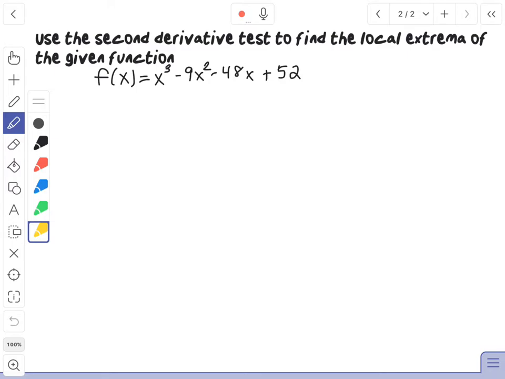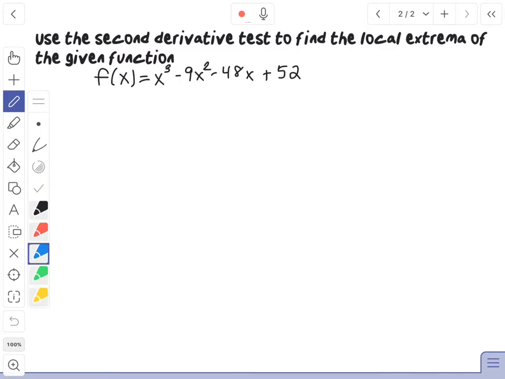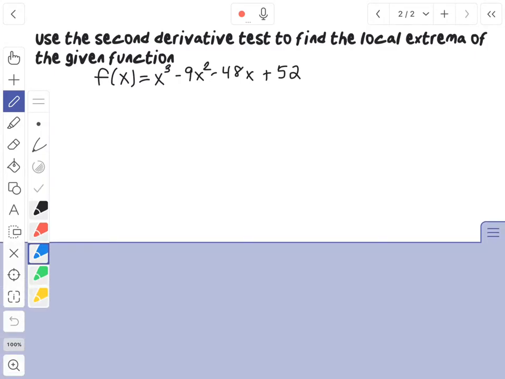So the first part of that second derivative test says we need to identify a critical point, right? So we need to calculate the first derivative. Now the first derivative here, we'll just go ahead and use the power rule and the sum and the difference. So our first derivative will be 3x squared minus 18x minus 48. And then to better see where that's going to be equal to 0 or undefined, we're going to factor that out. So we have 3 times (x squared minus 6x minus 16).